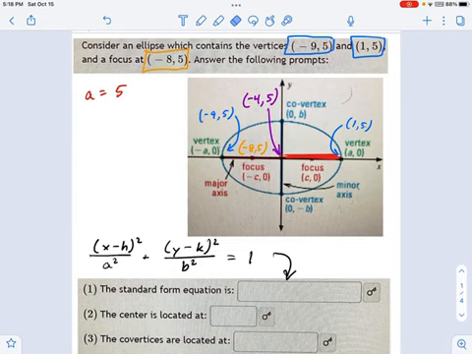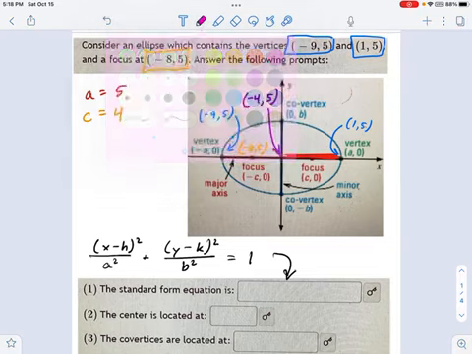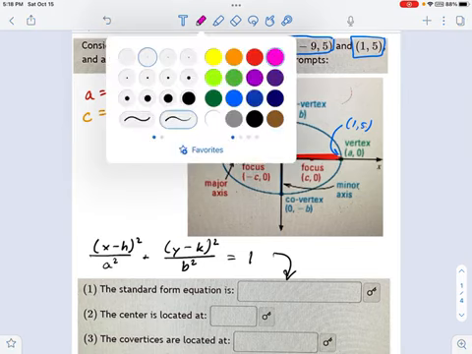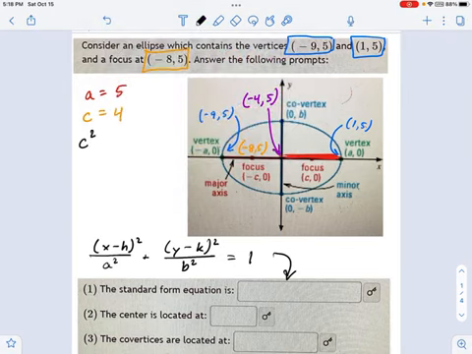How are we going to find that? Well, what do we have to work with here? We know that C is the distance to the focus. C equals from negative 4 to negative 8, so that's going to be equal to 4. Now, to figure out what B is, we're going to use this equation. And remember the equation for C squared, the distance squared of your focus. That is the absolute value of A squared minus B squared. So in our case, I'm going to get rid of these absolute values because I know that A is bigger than B. I'm dealing with the horizontal here, so I can just leave it like this.